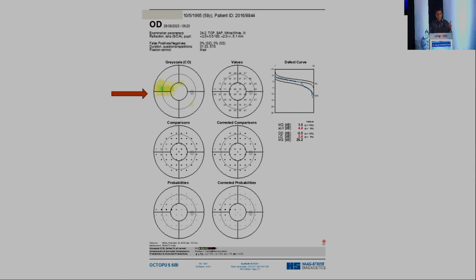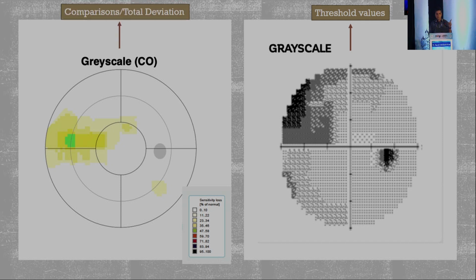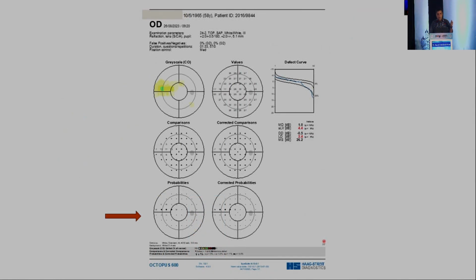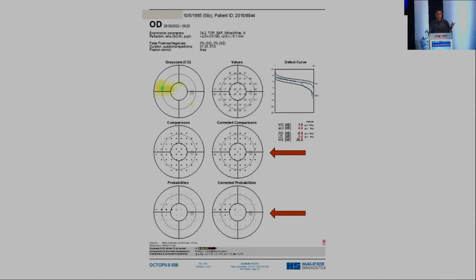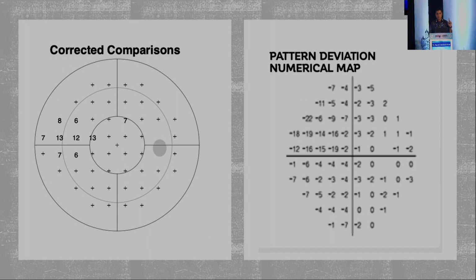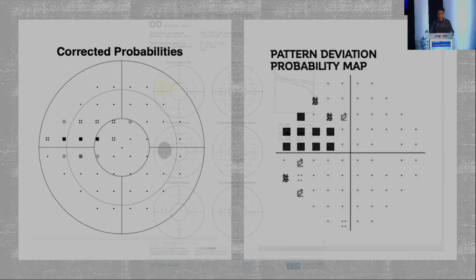Now the grayscale in the Octopus is different in two aspects. One is obvious, it's a color scale rather than a grayscale, it's color coded. The other difference is that the grayscale on the Humphrey is based on the threshold values, whereas this is based on the comparisons of the total deviation. So this actually has greater value. Now, if you look at the probabilities plot, it's the same as the total deviation probability map in the Humphrey. And similarly, corrected comparisons and the corrected probabilities are essentially the same as the pattern deviation numerical map and the pattern deviation probability maps.